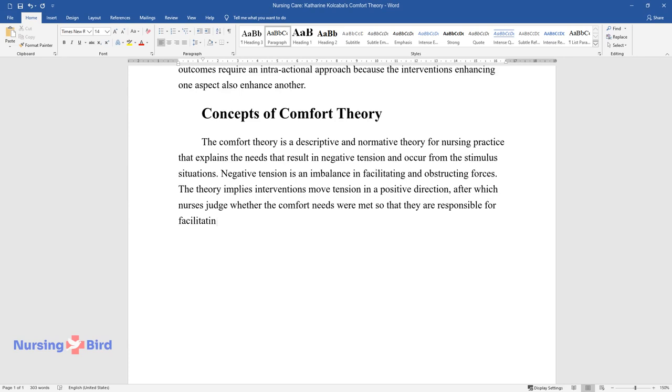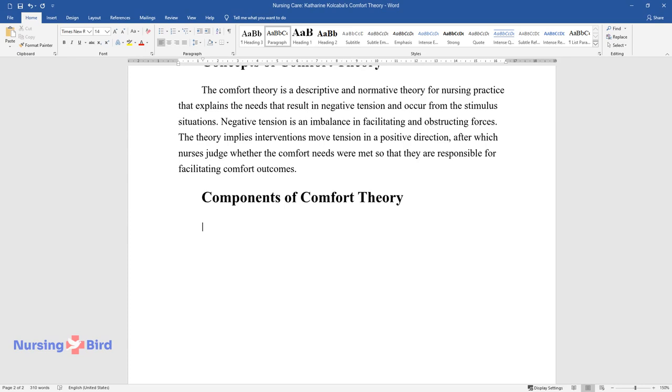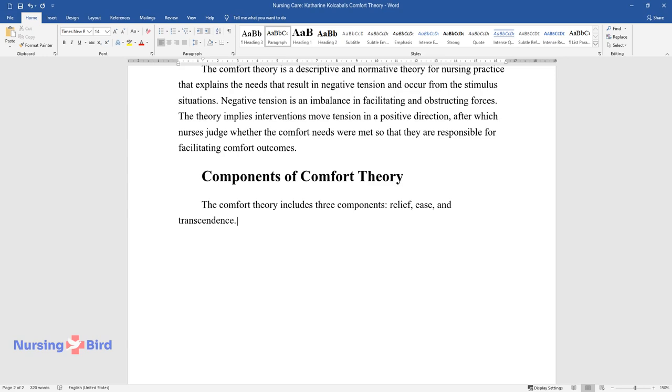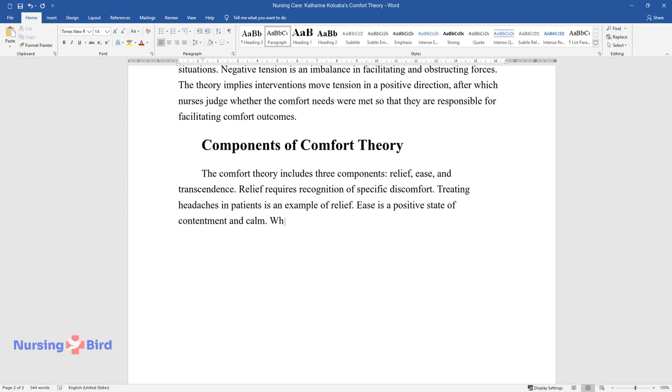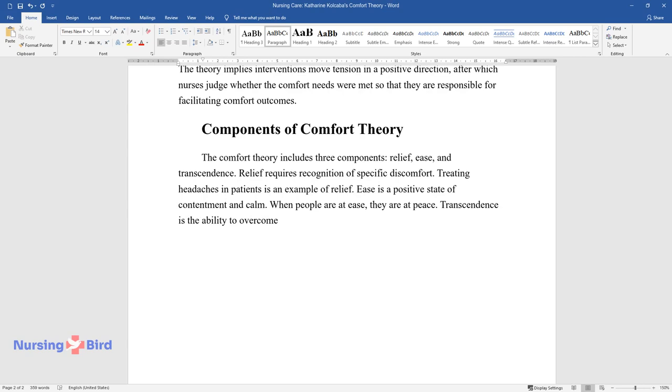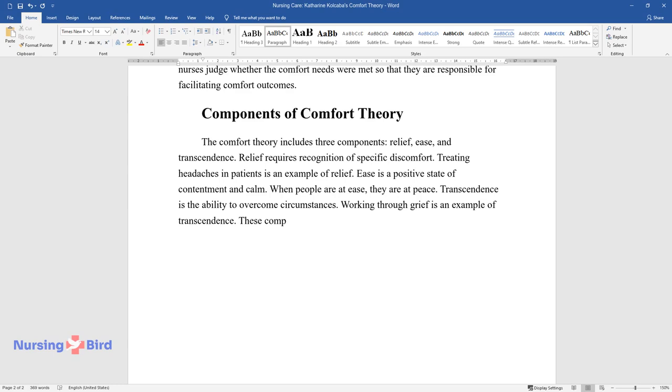Components of comfort theory. The comfort theory includes three components: relief, ease, and transcendence. Relief requires recognition of specific discomfort. Treating headaches in patients is an example of relief. Ease is a positive state of contentment and calm. When people are at ease, they are at peace. Transcendence is the ability to overcome circumstances. Working through grief is an example of transcendence. These components can exist independently or together, depending on personal circumstances.